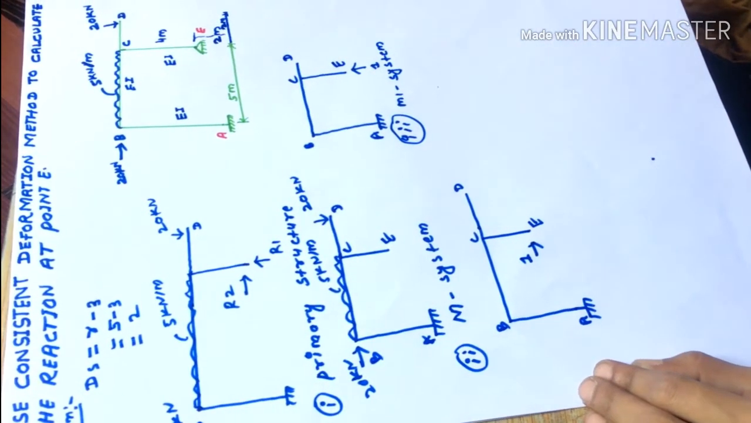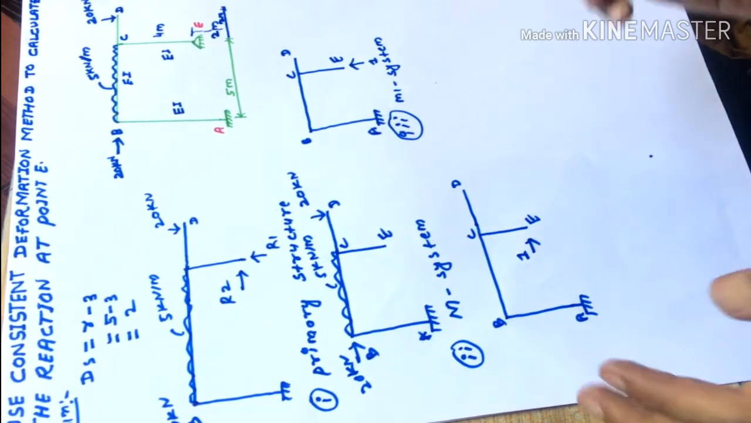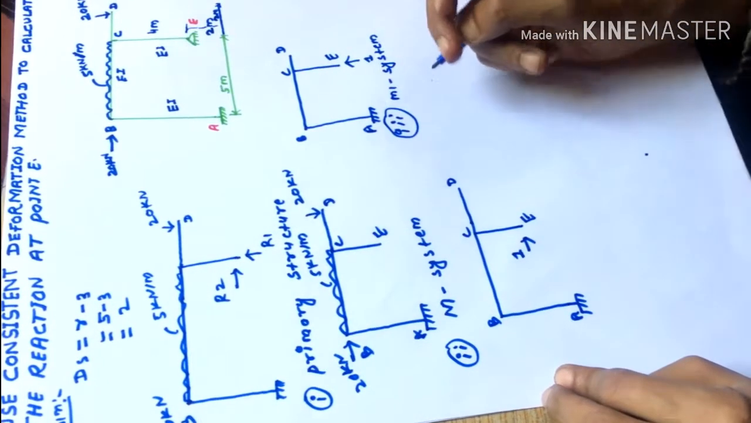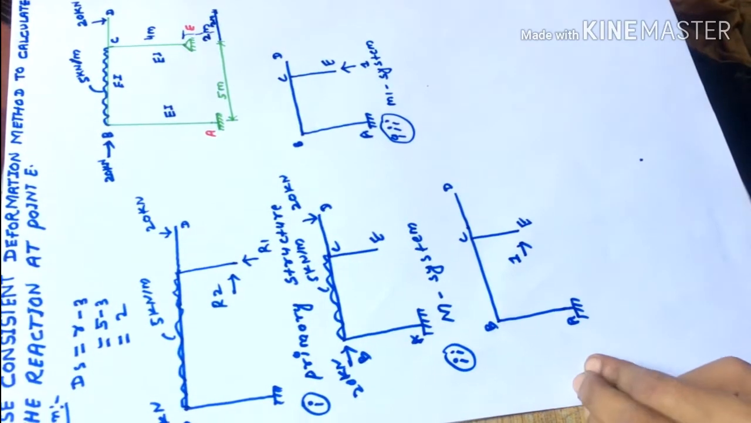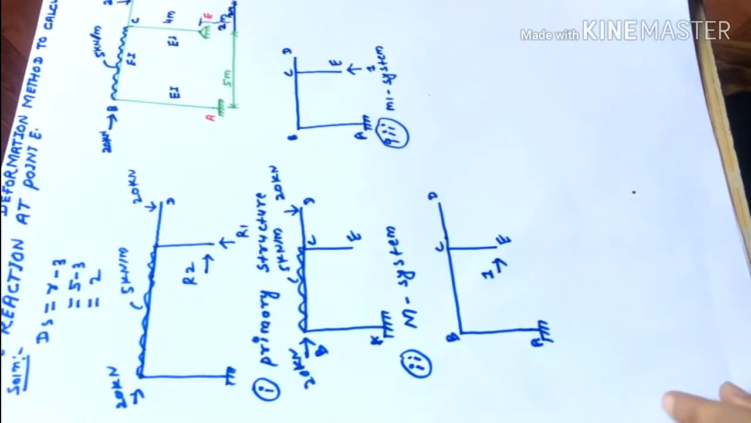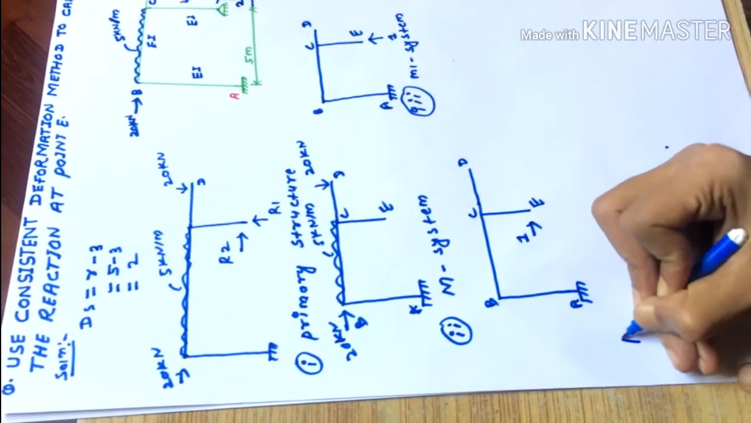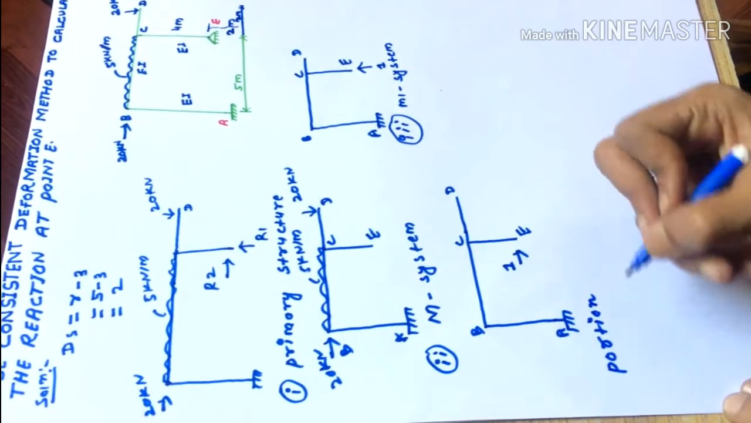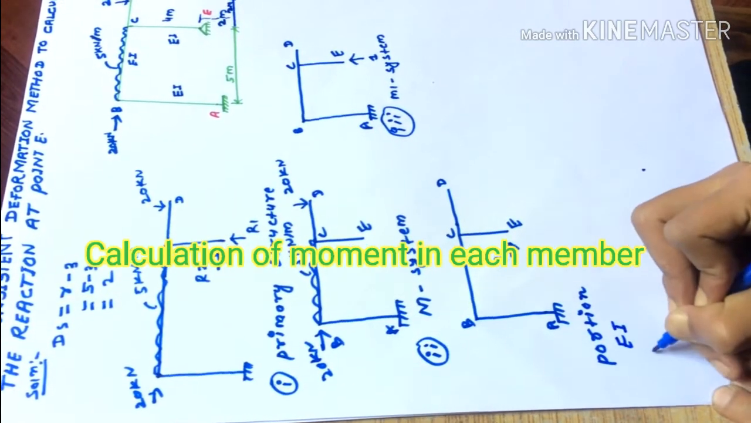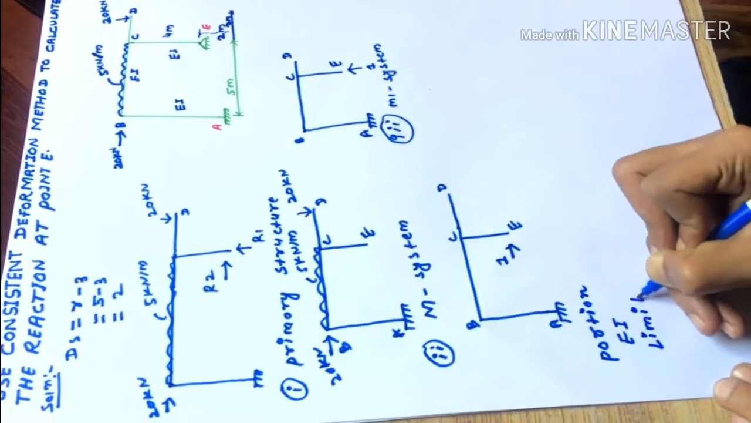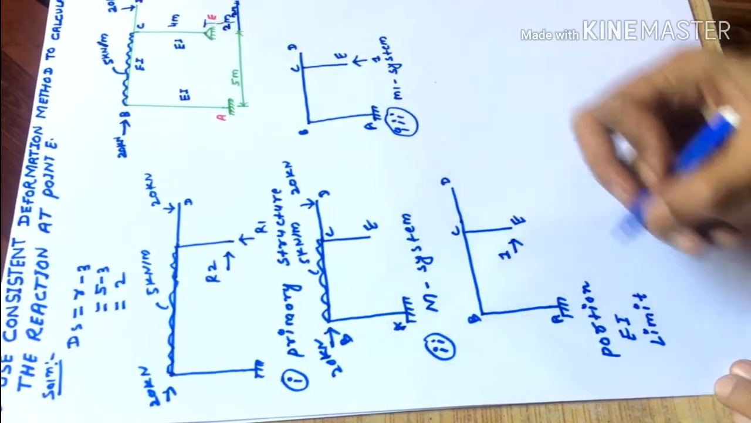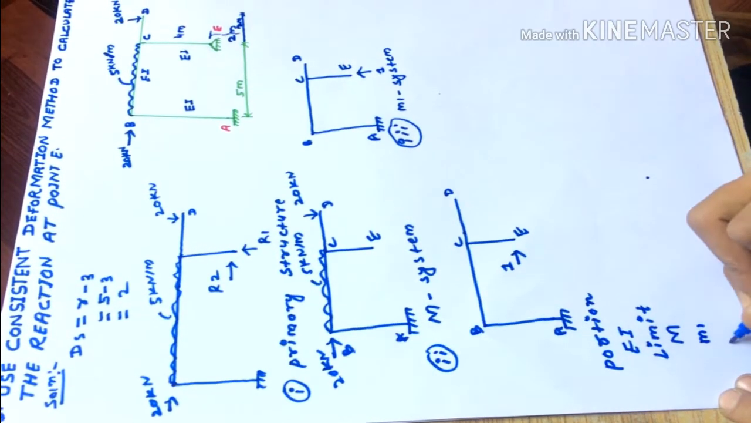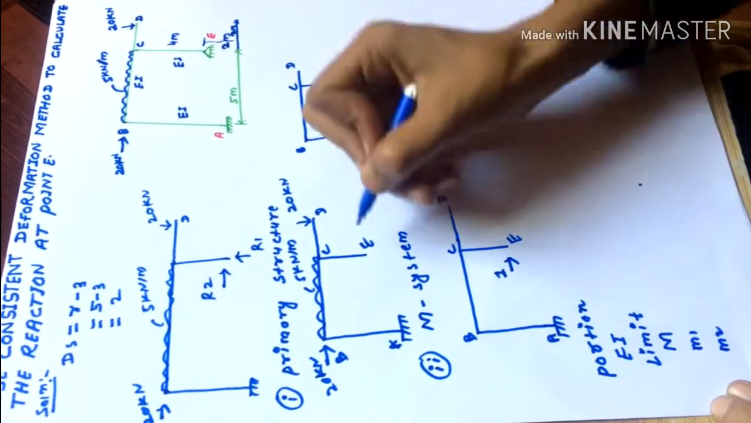Next, we have to calculate the moment, that is the M system. For the M system, M is the moment due to external loading. For each system, now we are going to calculate the moment. So first, the calculation of moment in a table. Second is EI. Third is the limit. Fourth, you can see in the figure, M1 and M2.